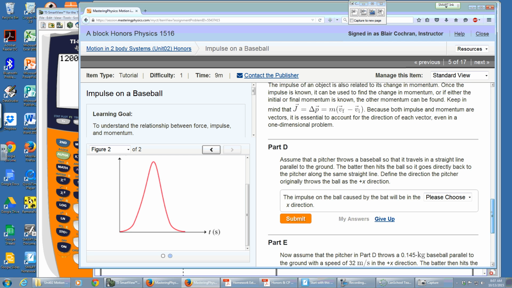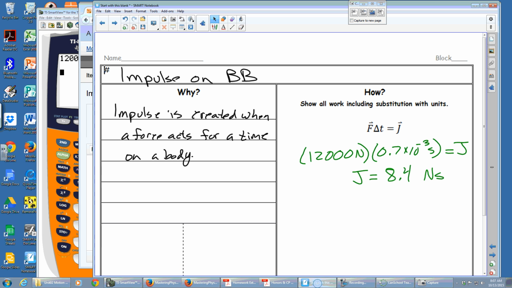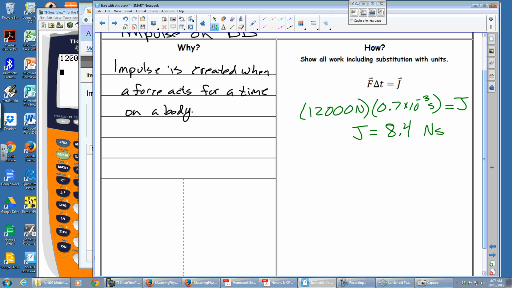So, assume that a pitcher sends the baseball to travel in a straight line parallel to the ground. Batting the ball so it goes directly back to the pitcher along the same straight line. Define the direction the pitcher originally throws as positive. The impulse on the ball caused by the bat would be in the, let's see, its momentum. We've got to draw a little picture now. Momentum of the ball was this direction, which we're calling positive. And then the batter hits it, and it's going that direction. What would that direction be?